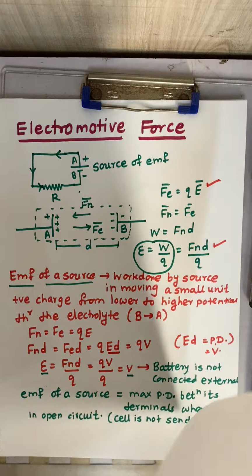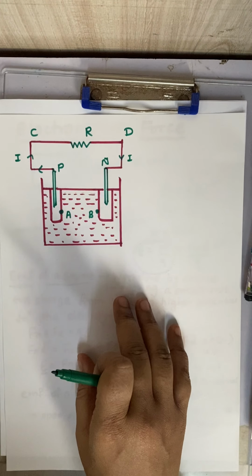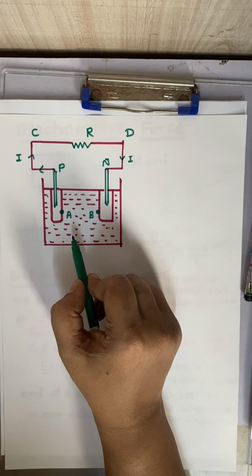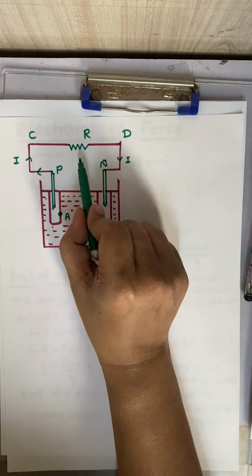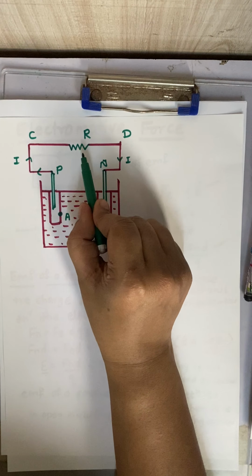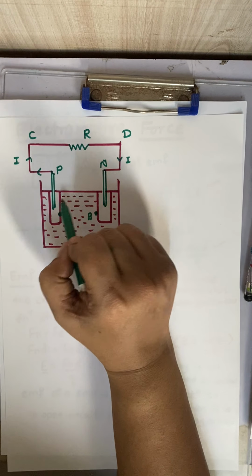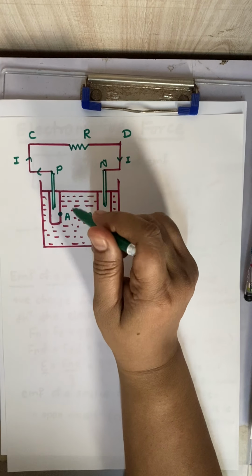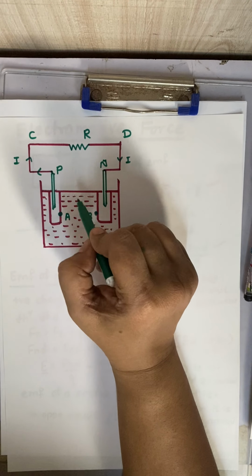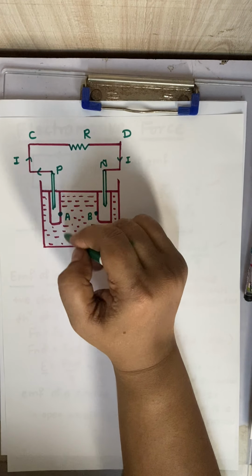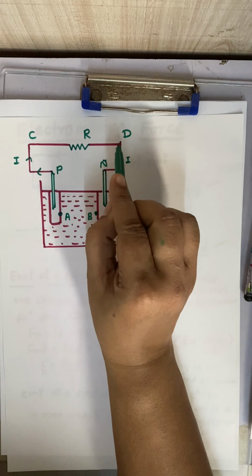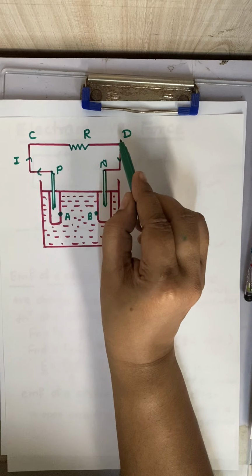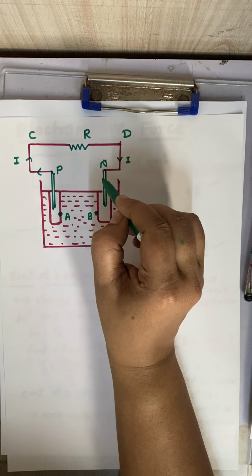Again we are considering a particular diagram. In this diagram you can see a cell, or electrochemical cell, connected through an external resistance R, and these are the electrodes. These two electrodes are considered to be P and N, and as soon as the electrolytic reaction starts, current starts flowing through the external circuit and through the resistance, from P, C, D up to N.